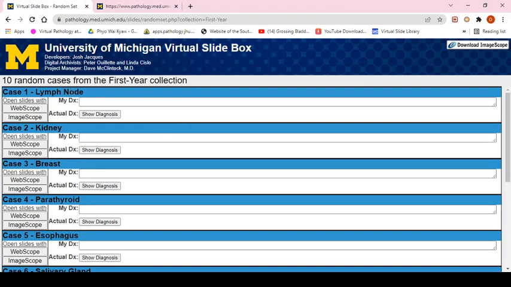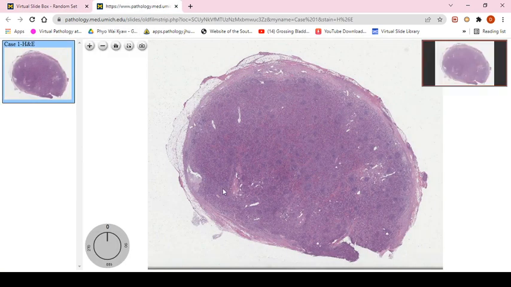Okay, this is the first case from the University of Michigan virtual slide box. There are 10 random cases from the first year collection. Case 1 is from the lymph node. Let's see, this is a lymph node of an unknown case and unknown sex of the patient. We don't have any information about the patient.